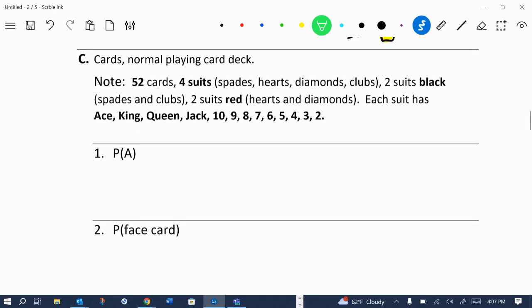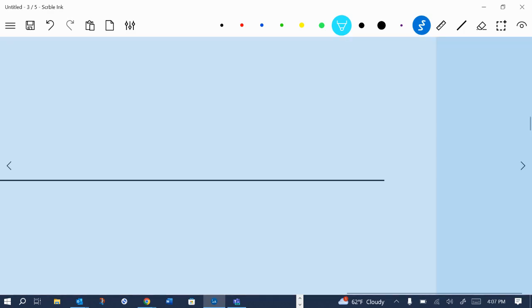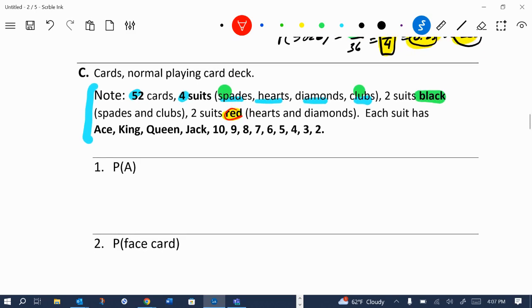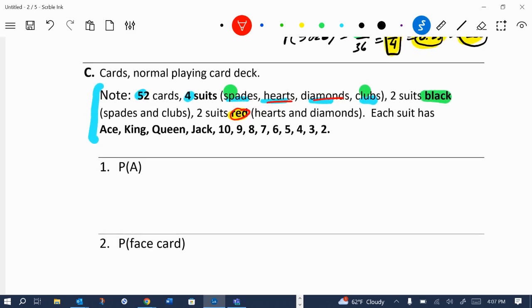Now, some people play using card decks often, so they recognize these combinations, things like suits and numbers and the face cards. If you are not used to them, then you need to be aware of this information here: there are 52 cards together. There are 4 groupings called spades, hearts, diamonds, and clubs. Two of them are black, the spades and the clubs, and 2 of them are red, and those are the hearts and the diamonds.